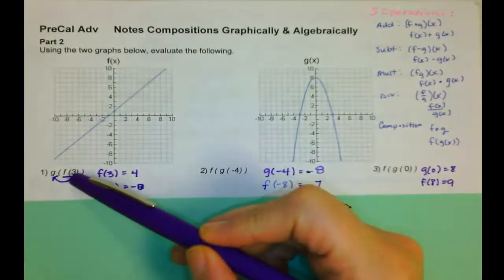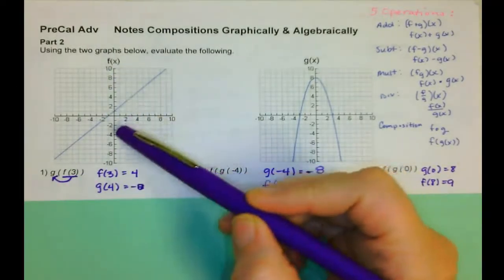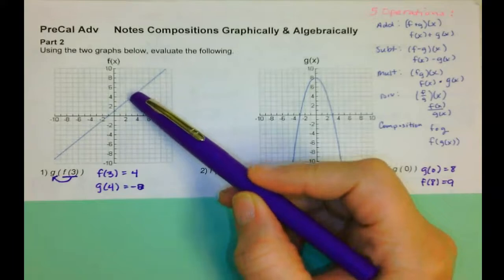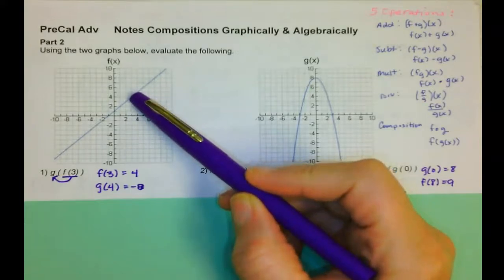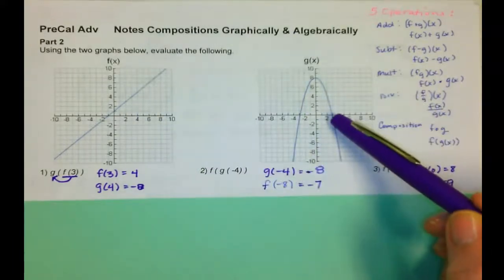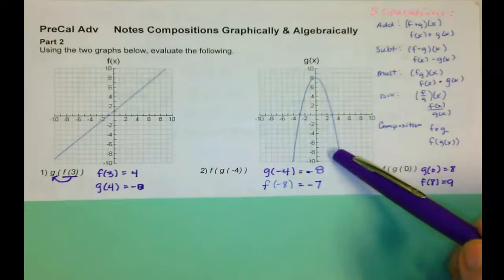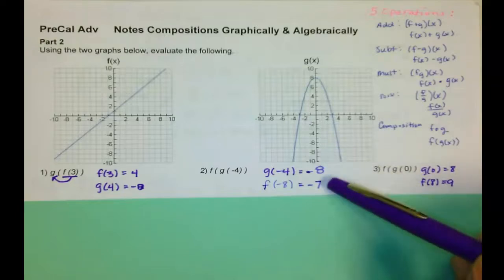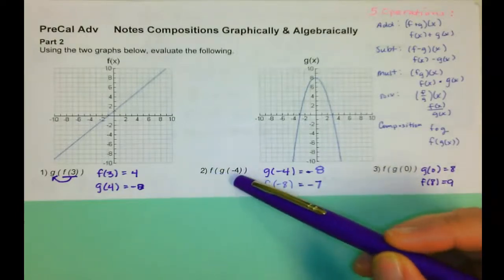So we would start with f of 3. So we go to the f graph at 3. We figure that the y value is 4. And then we go to the g graph at 4, and we can figure out the graph is down here at -8. So for the second one, I go to the g graph and find -4.